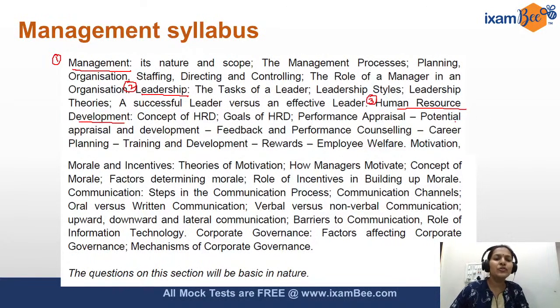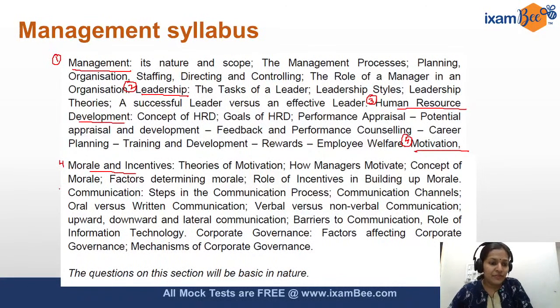Okay, how the human resource development is structured basically in an organization, right? Fourth big topic is your motivation. Okay, what exactly motivation means? There are theories, what is the difference between morale and incentives, how a manager can motivate, what is the concept of morale.